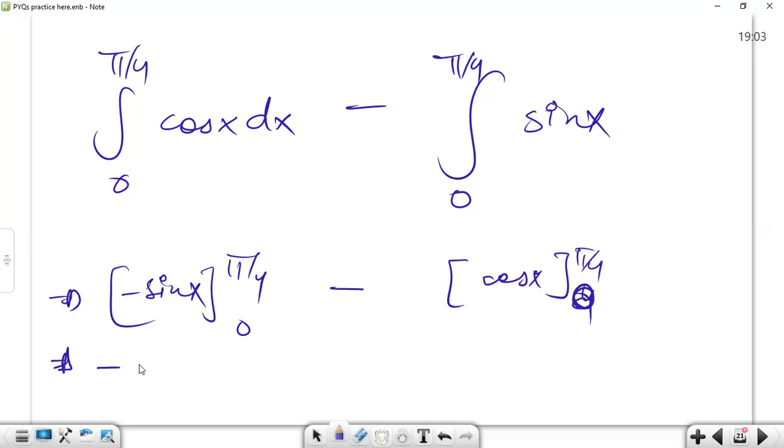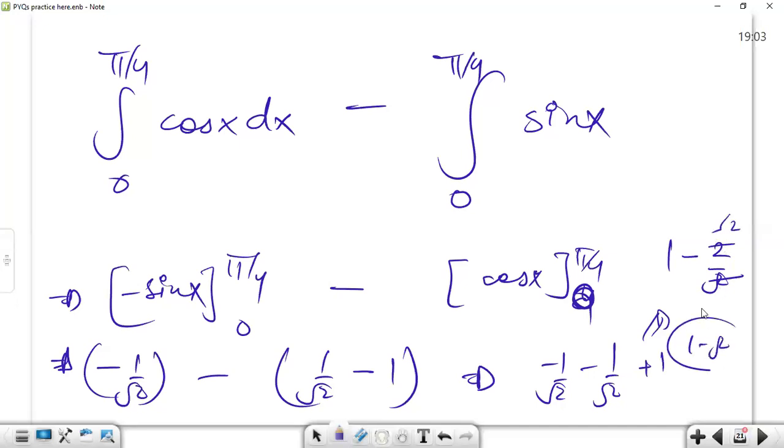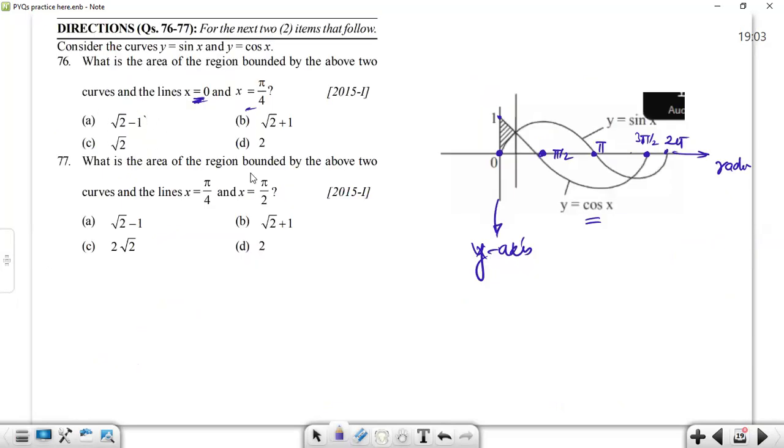So sine pi by 4 is 1 by root 2 and sine 0 is 0. Minus cos pi by 4 is minus 1 by root 2, minus cos 0 is minus 1. So 1 by root 2 minus 1 by root 2 minus 1, solving this further, 1 minus 2 by root 2, so it becomes 1 minus root 2. That should be our answer. Okay, 1 minus root 2 was our answer.